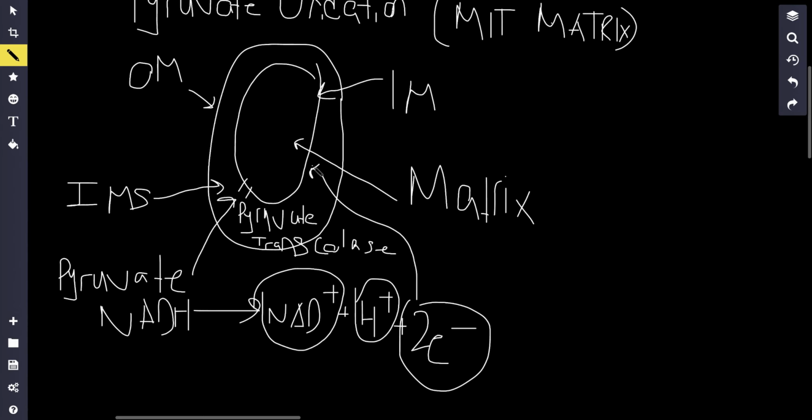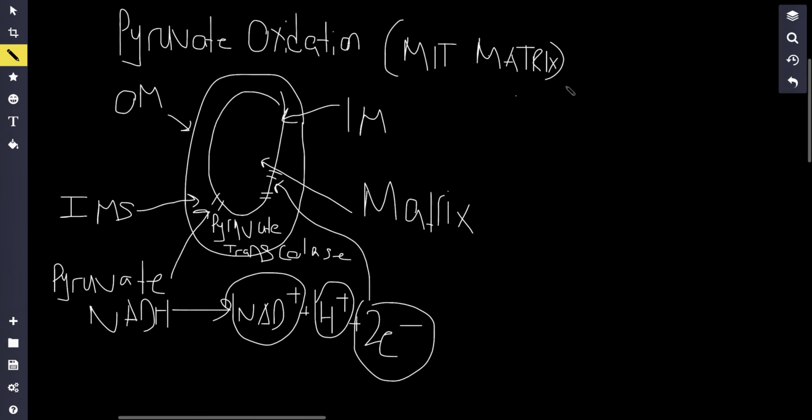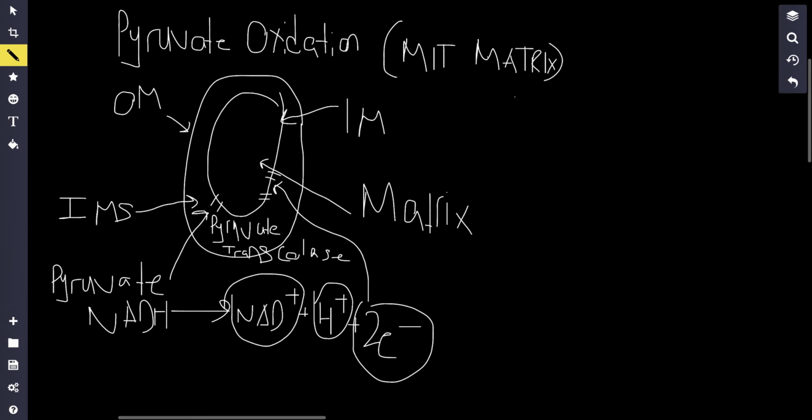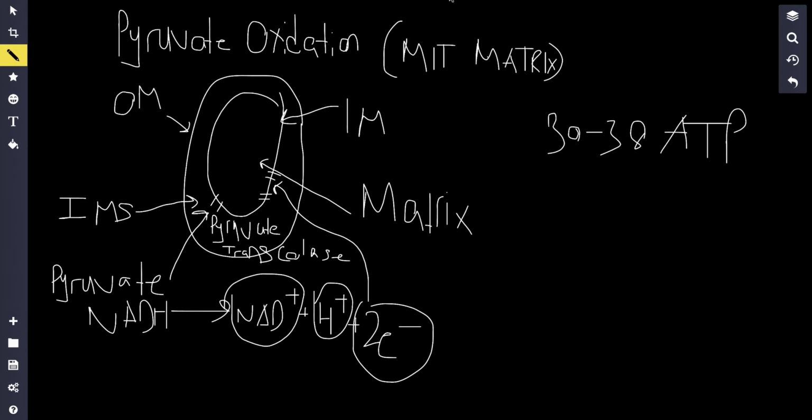Now, these two electrons have two paths to travel through. And depending on which path you take, that's going to lead to a different amount of energy yield. That's why cellular respiration has a range of ATP values. Usually when you see the cellular respiration equation written out, you'll see a net yield of 30 to 38 ATPs. And the reason why it's a range depends on which path you take here.